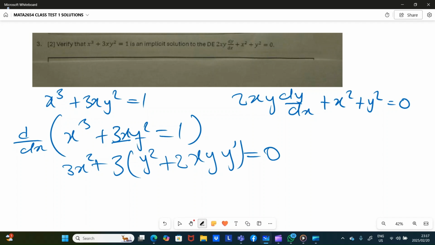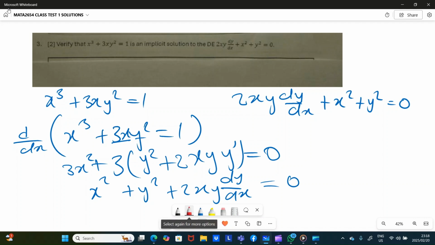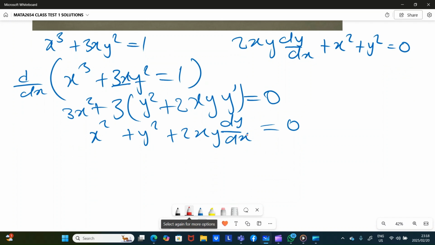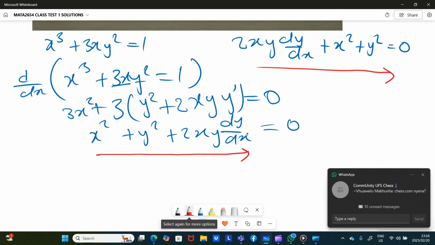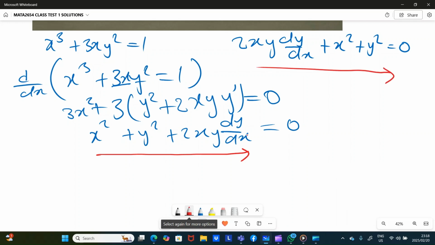So now, if we divide everything by 3, we end up with x squared plus y squared plus 2xy, and I'm going to change the notation of y prime to dy by dx. It's just one and the same thing after all. I haven't changed anything. So now pay attention. Look at the solution that we have here and look at our differential equation, it's one and the same thing, isn't it? Yeah, it's one and the same thing.